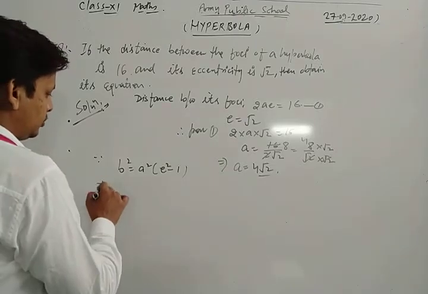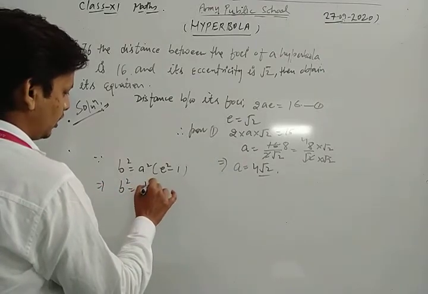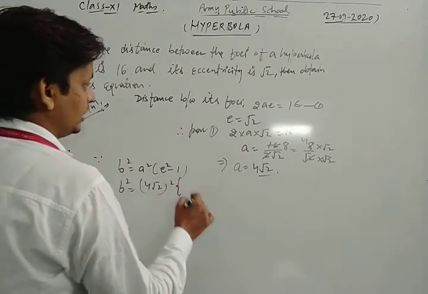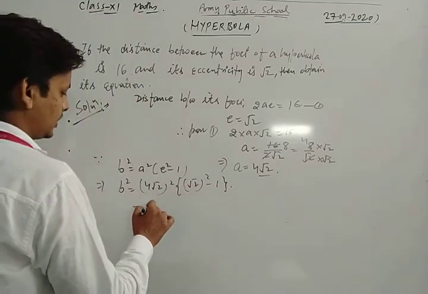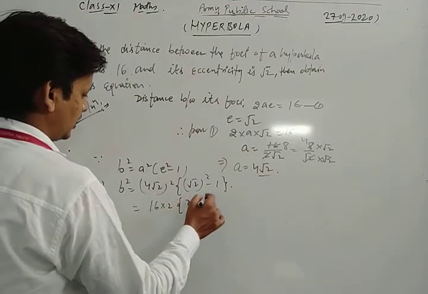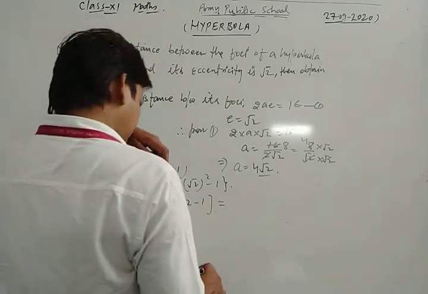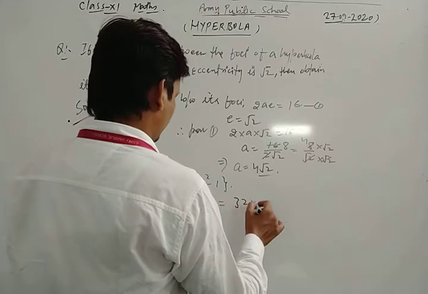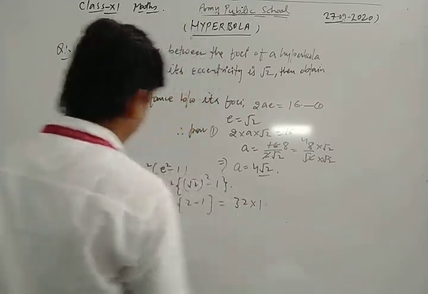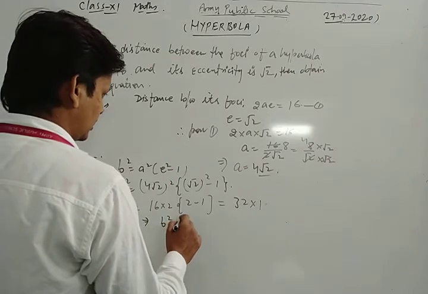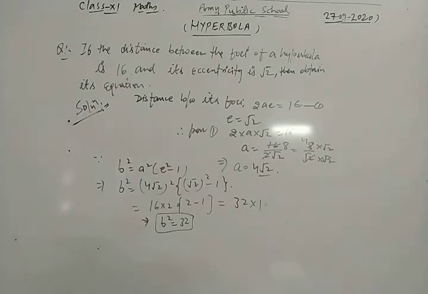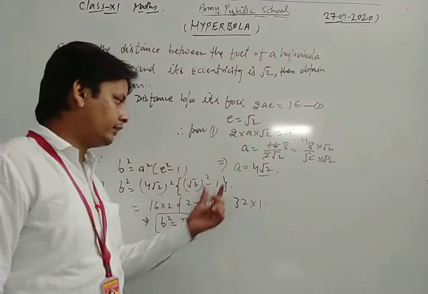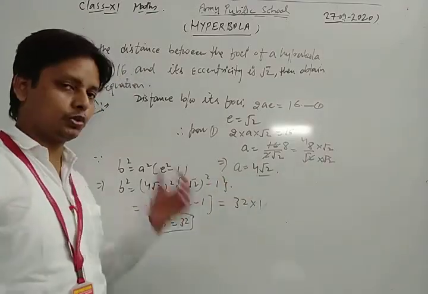Now applying this concept, we put the value of a as 4 under 2 whole square in bracket e square, which means under 2 square minus 1. After simplifying, 4 squared is 16 into 2 minus 1, that is what I get. We get 16 into 2 minus 1, which is 32. So in this way we get the value of b square as 32. In this way, dear students, we find the value of a as 4 upon root 2 and b square as 32.